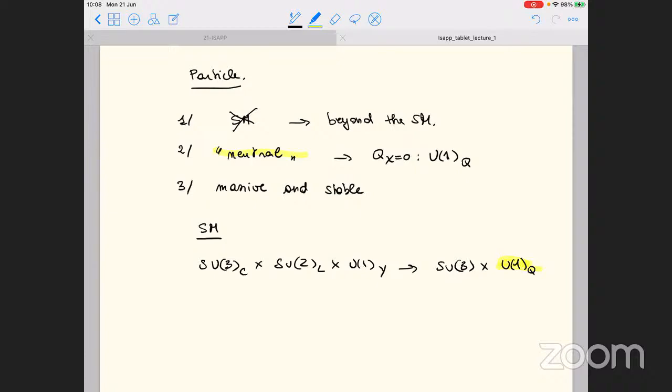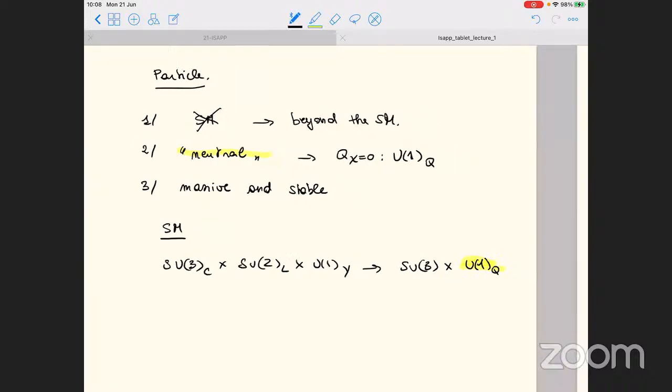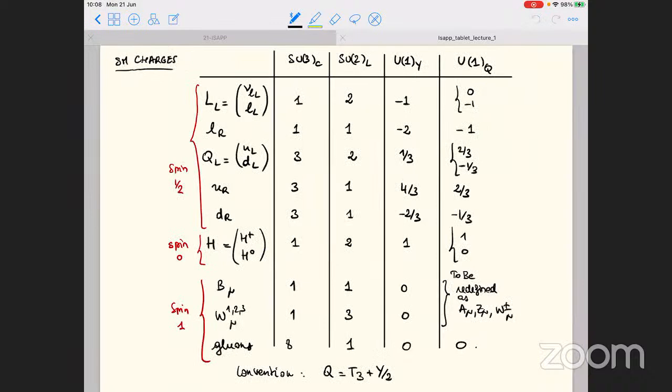I will just flash the charges of the different particles of the standard model and how we put them together into, for example, doublets. These are SU2 left doublets, for example, for left-handed leptons. In the SU2 left doublet, you have the left neutrino and the left lepton. Leptons are singlets under SU3 color, they are doublets under SU2 left, and they actually have a hypercharge.